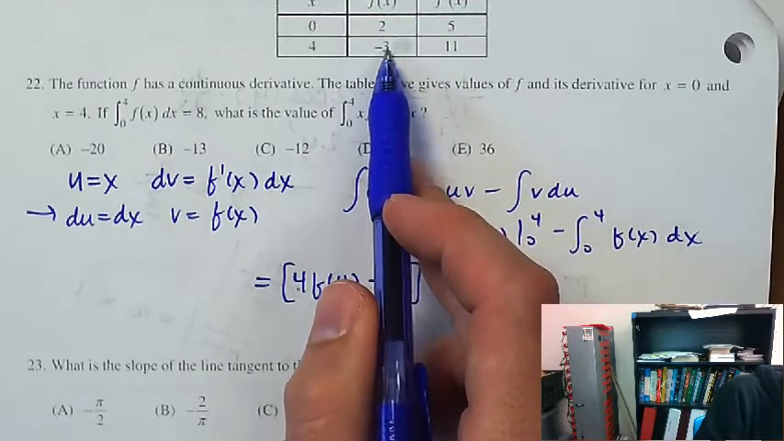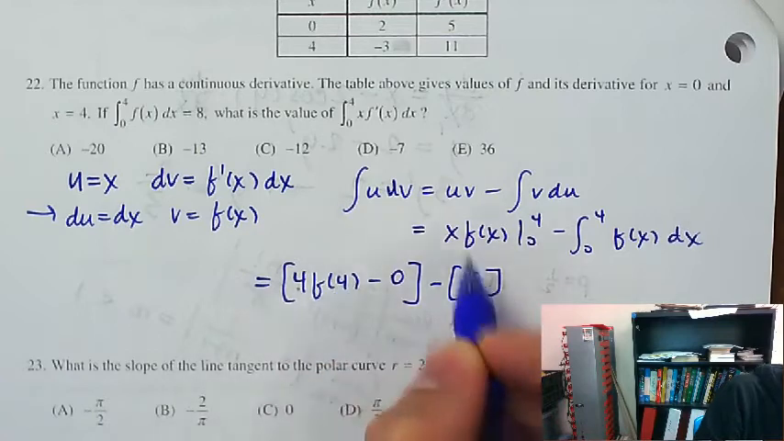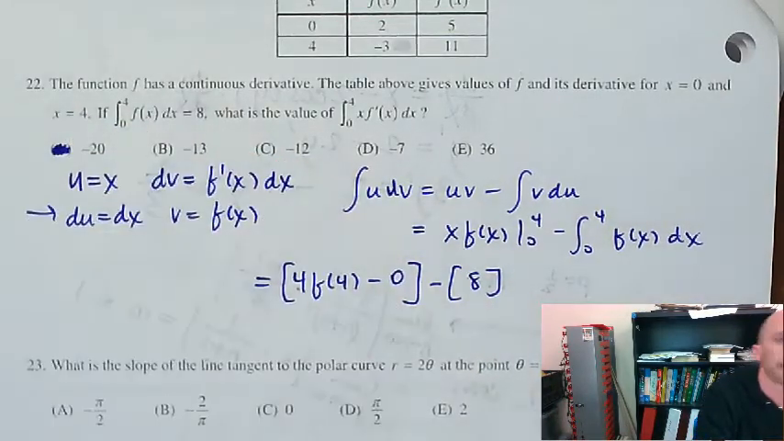Okay, so what is f of 4? It is -3. Okay, so 4 times -3 is -12. Minus 8 more, -20.